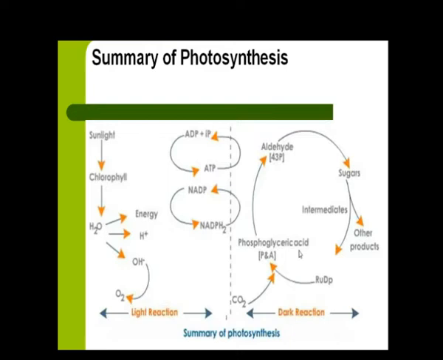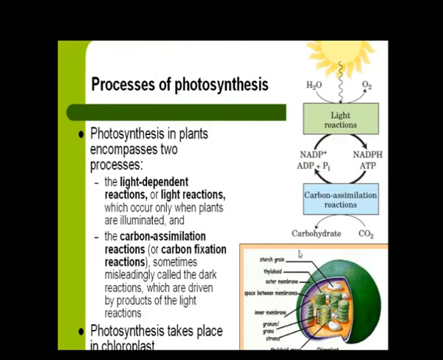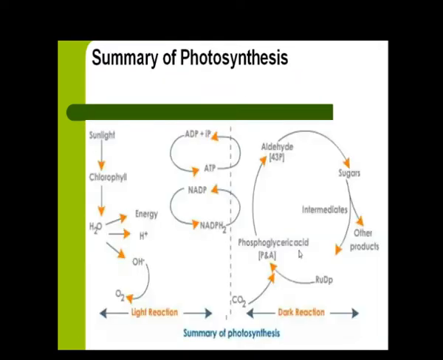In the dark reaction, fixation of CO2 occurs. That is the main process in the dark reaction, taken up by RuBP, that is ribulose 1,5-bisphosphate, to diphosphoglyceric acid, phosphoglyceric acid converted to phosphoglyceraldehyde, and the further processes converted into sugars and other products. This RuBP is ribulose 1,5-bisphosphate.